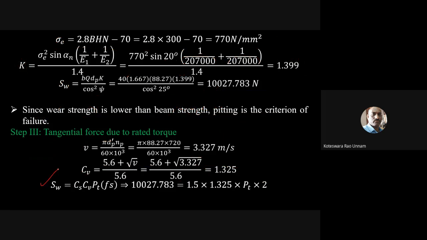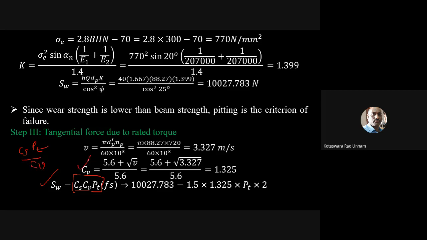Then your SW should be equal to P effective into factor of safety. So your P effective is nothing but CS into CV into PT into FS. See here the difference. So far we have written CS into PT by CV. This is the formula we used so far.